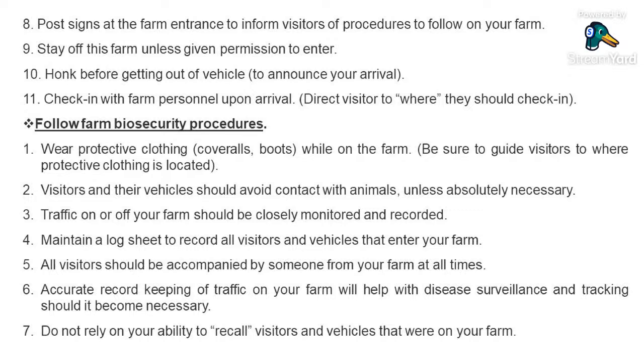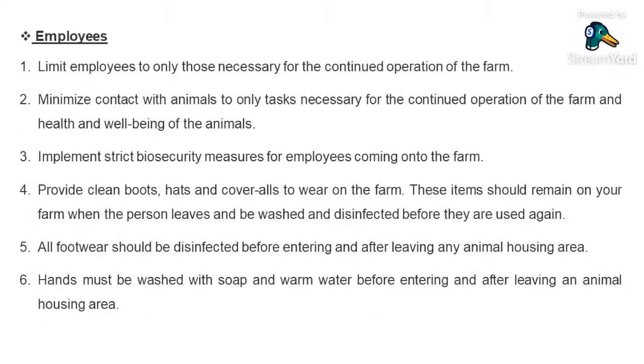Accurate record keeping: we have to keep recording, surveillance and tracking, and we have to recall. So the ability to recall visitors and vehicles that were on the farm. Besides the vehicles, employees: limit employees to only those which are necessary for the operation. Minimize contact with the animals. We have to implement some biosecurity measures for the employees who are coming inside the farm. We have to give them clean boots, hats, and coveralls to wear on the farm.